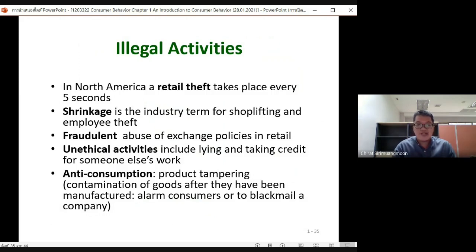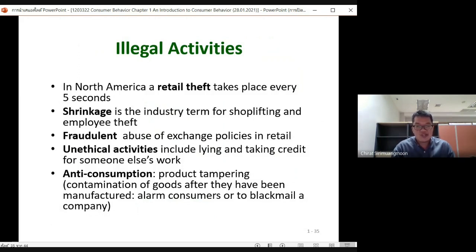Or sometimes they did not send the products that you already bought, that is fraudulent too. Unethical activities, like you lying or just taking credit without any truth, like you said you have a lot of money but you don't have it, but you say it because you need to have other people's money to have investment. So that is unethical activities.